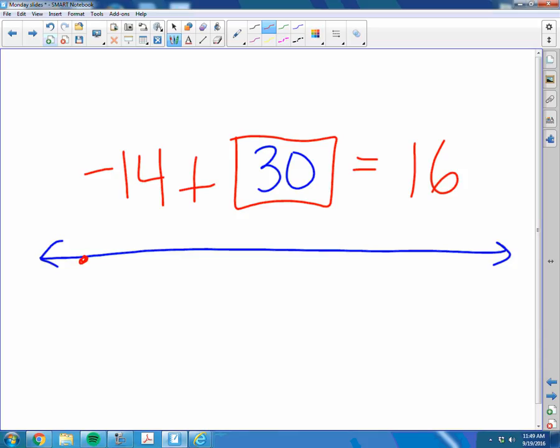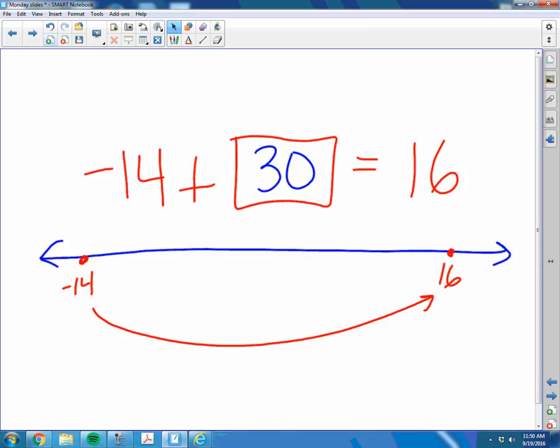If I have negative 14, that's where I'm starting in my number sentence, right? And I'm ending at positive 16, because that's what I had written on my number sentence. How do you get from here to here? Think of it like you're walking a distance. If you're standing at negative 14 and you have to get to positive 16, how many steps must you take?